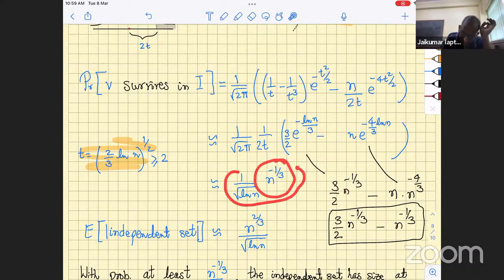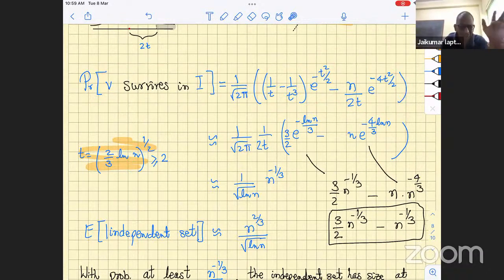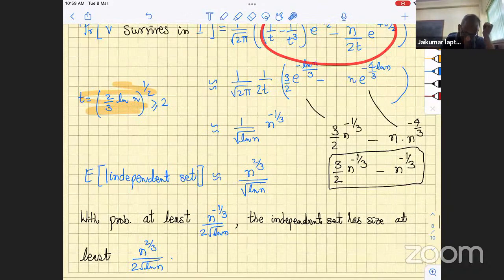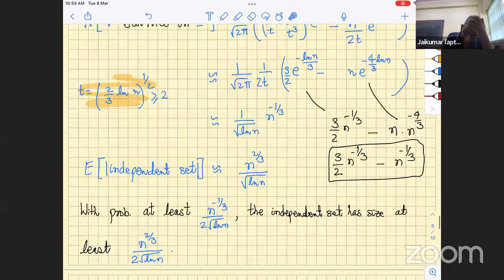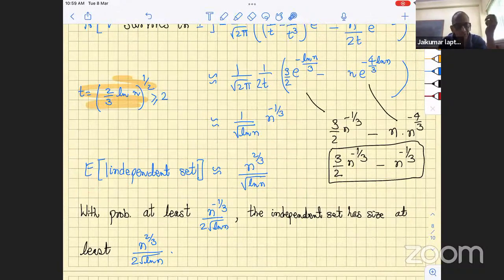And there was a square root log n. So in the end, the probability that V enters I and survives, okay, that's the point. That's all you need to remember. In the end, all this is some calculation. Probability that it enters I and survives, none of its neighbors pull it out, is given by this quantity, and you get this. So as a result, the expected size of the independent set is like n to the 2/3, which is what we wanted. There is a square root log n. Don't worry about it. Yeah.